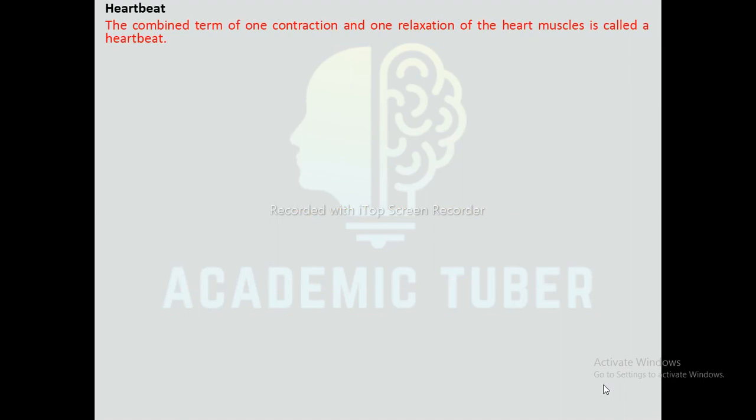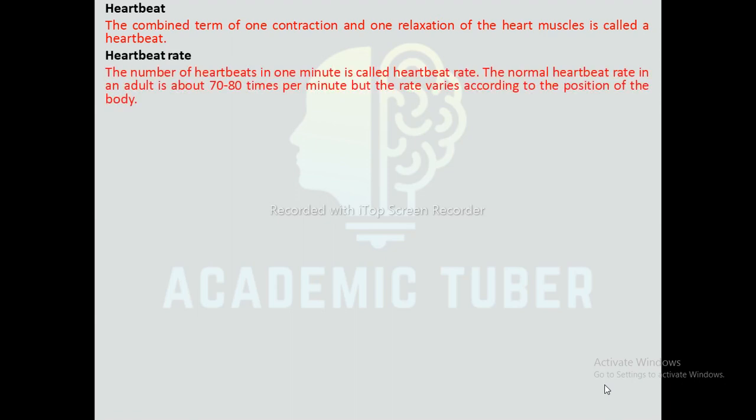Heartbeat. The combined term of one contraction and one relaxation of heart muscles is called a heartbeat. Heartbeat rate: the number of heartbeats in 1 minute is called the heartbeat rate. The normal heartbeat rate in an adult is about 70 to 80 times per minute, but the rate varies according to the position of the body.